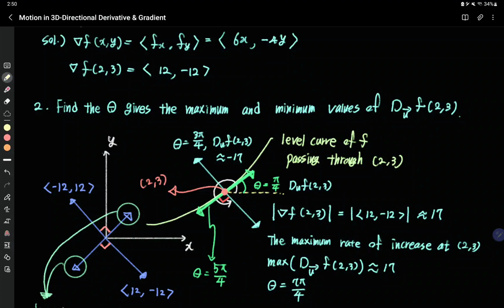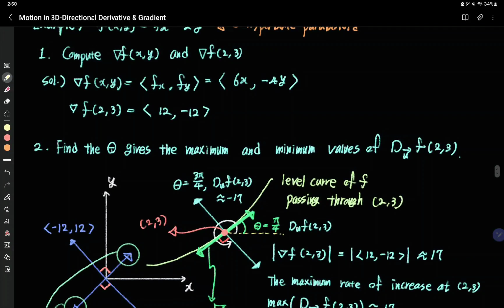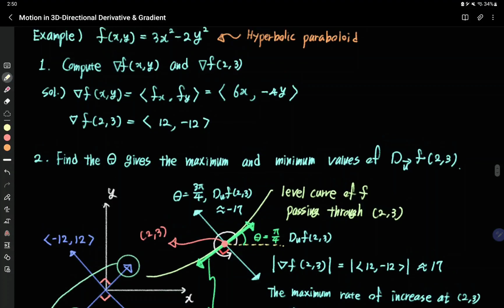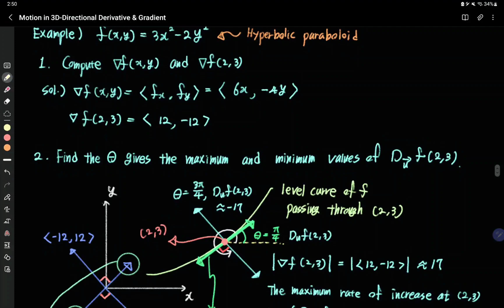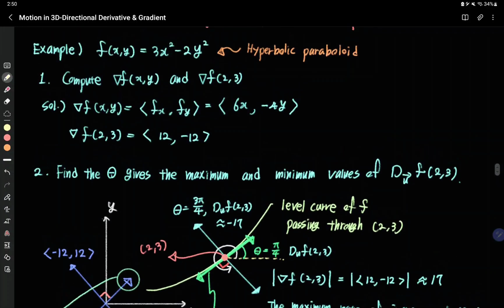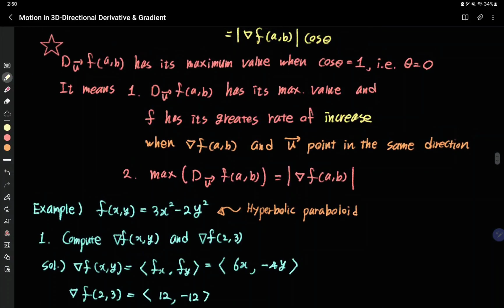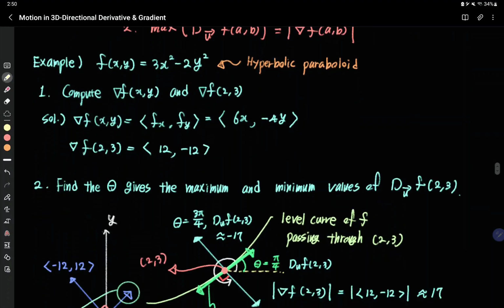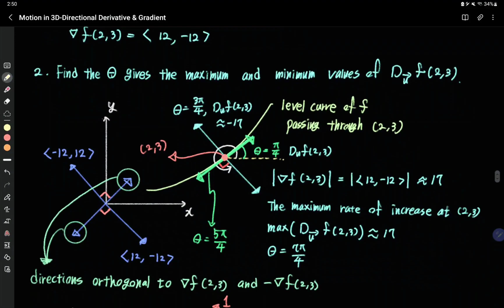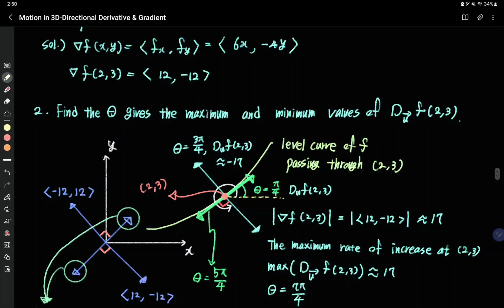When the angle theta gives the vector 12 comma negative 12. Why? Because we know that the directional derivative has the maximum value when the two vectors have the same direction, and then its maximum value is the magnitude of the gradient, right? So we'll find out the angle of this vector, okay?